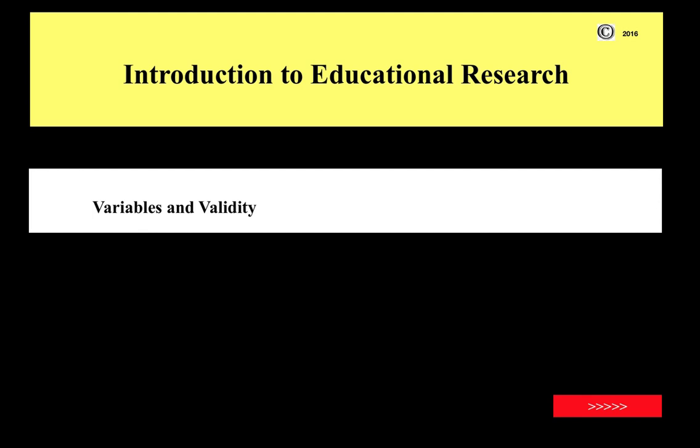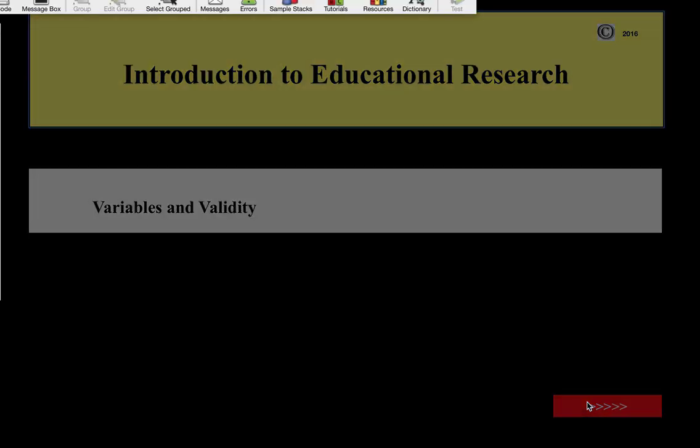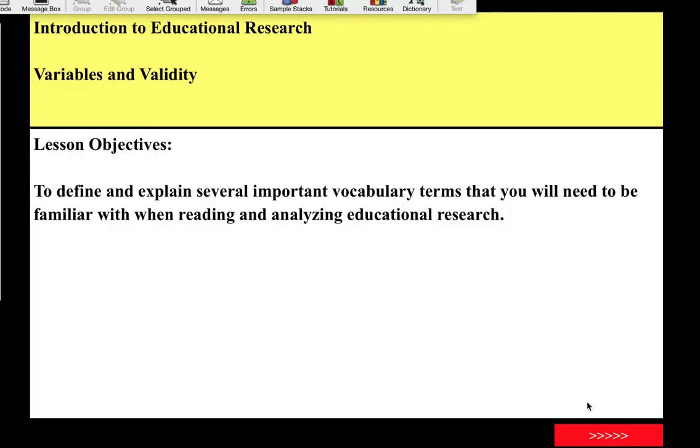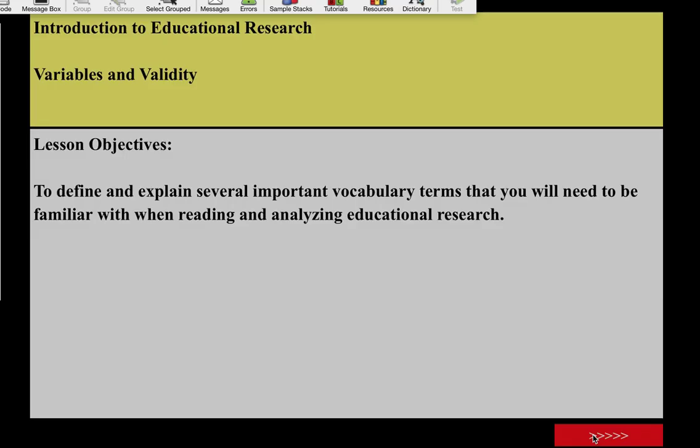Today's video will deal with the concept of variables and the concept of validity. These are two very important concepts, and there are several vocabulary words you will want to become very familiar with when you're reading and analyzing research. So the objective of the video is to define and explain several important vocabulary terms that you'll use when you're reading and analyzing research.